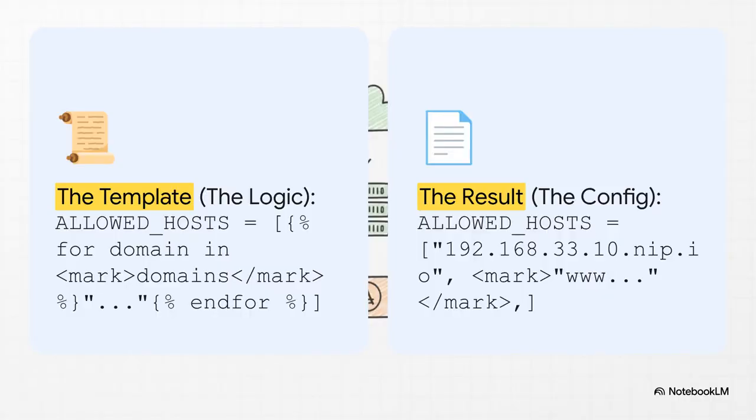And here it is, the big payoff. Ansible takes that template logic on the left, it grabs our variables, mashes them together, and produces the perfectly formatted final configuration file you see on the right. This is huge. It means we can deploy to a staging server or a production server just by changing a single variable, and our configs will be generated perfectly every single time.